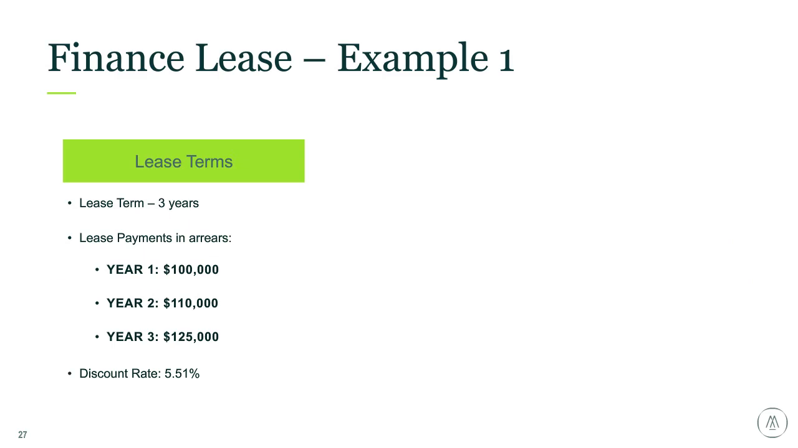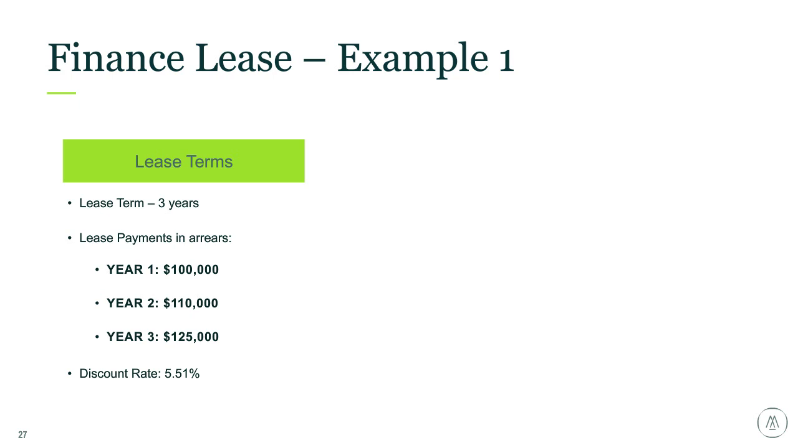And you'll have to take my word for it. I've made these examples as straightforward and as simplistic as I can. In this particular example, I'm just going to have you assume that this is a finance lease under the new guidance. So this is after you've adopted the new standard. The lease was not in existence prior to the standard being adopted. So we've got a lease term of 3 years, and then we've got lease payments of 100, 110, and 125, and a discount rate of 5.51%. Okay, so 3 years of payments totaling $335,000.